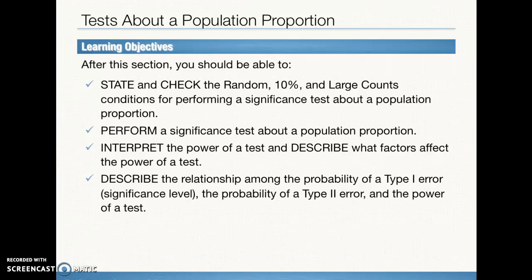We want to be able to interpret what is called the power of the test and describe what factors will affect the power of the test. And we want to also be able to describe the probability and the consequences of a type 1 and type 2 error specifically associated with population proportions and in context to each of the questions.